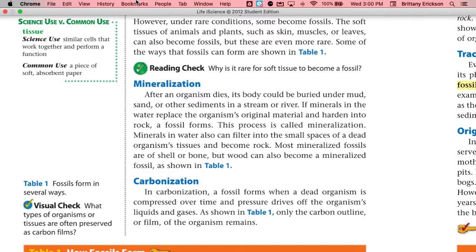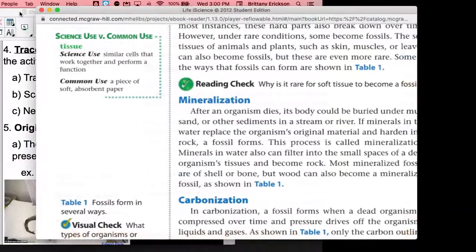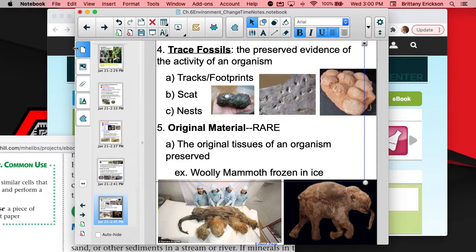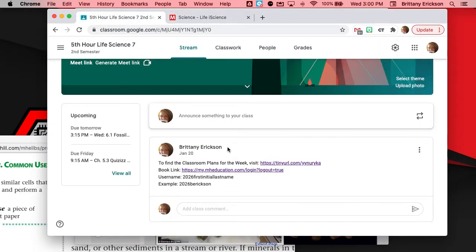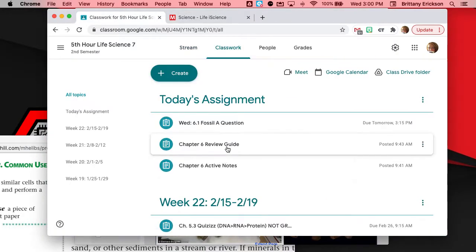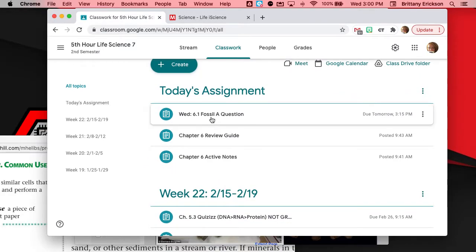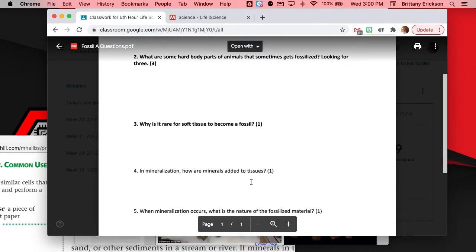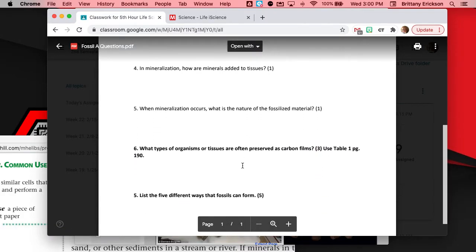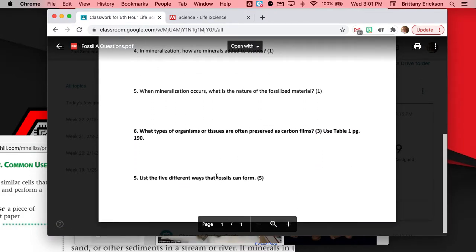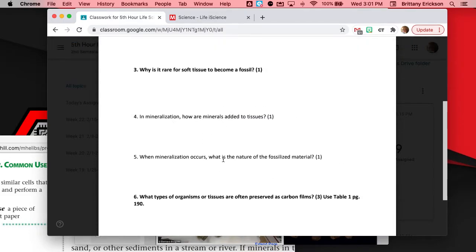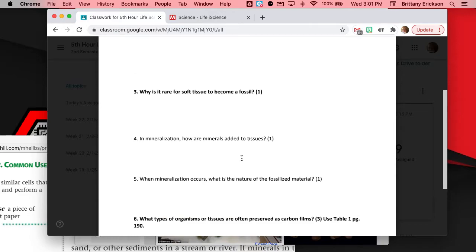All right, your assignment is the fossil A questions. You can get most of them from your notes, but some of them you need to use the table. Isn't that just 5 and 6 on the way bottom? Yep, 5 and 6 you could definitely just get from the table. 4 and 5 you may need to read the paragraph in mineralization, or maybe parts of it from the table. But what about number 3?